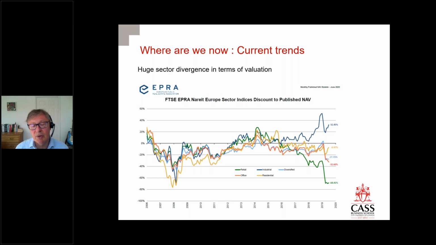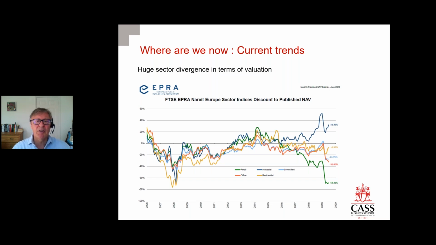And what this chart shows you very clearly are two things. Firstly, and this is broken down into the different sectors of retail, office, industrial, residential, and diversified, until sort of 3 years ago, broadly speaking, the sectors moved as one. So you could think about it as there's one commercial real estate market. So you're investing in a sector.